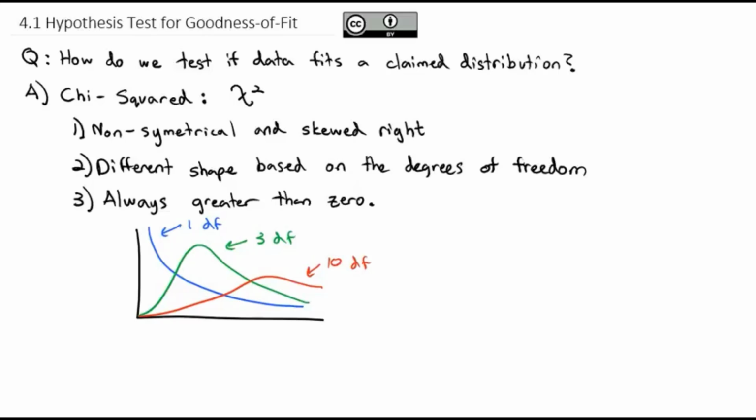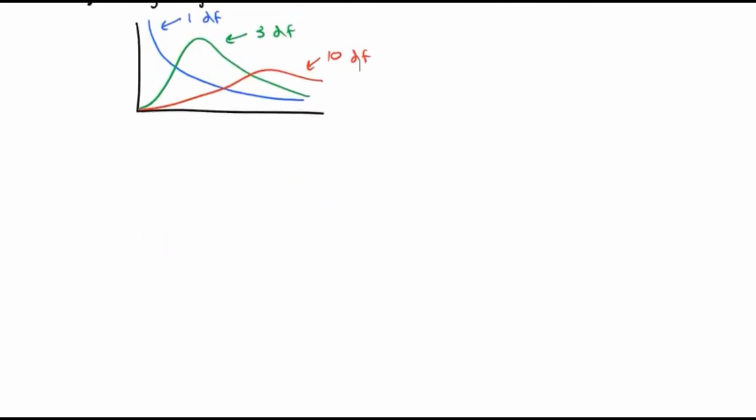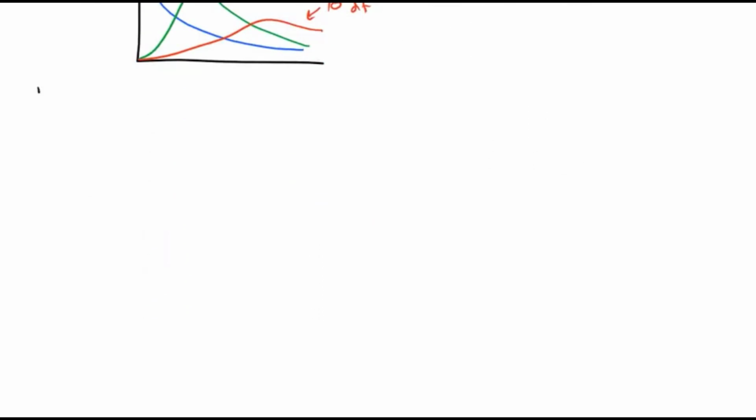So let's look at how we can use the chi-squared distribution to test a claimed distribution. What we're going to do is the goodness of fit test. We've got some claim that a certain percent fall in various categories. Is that claim accurate? Does the data fit that distribution well? Is it a good distribution?